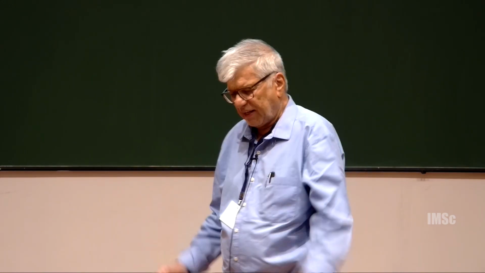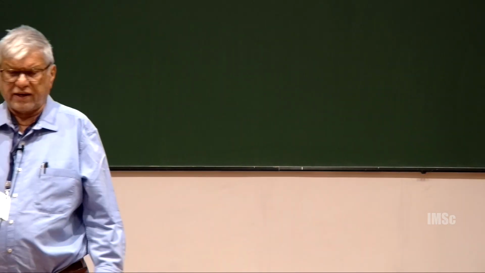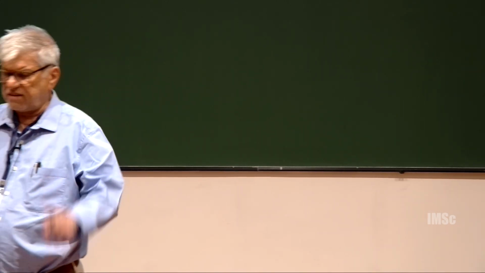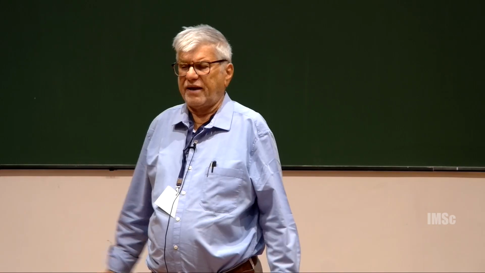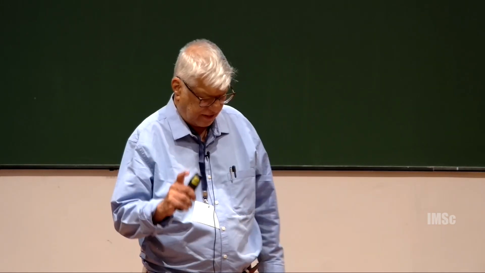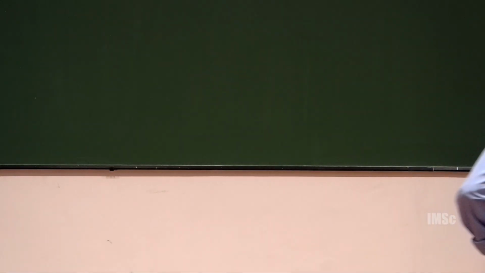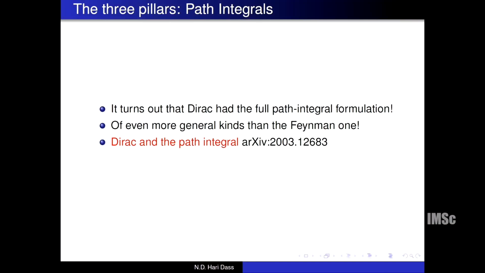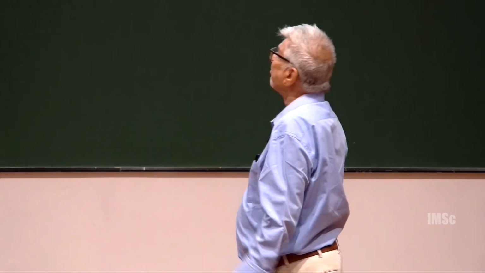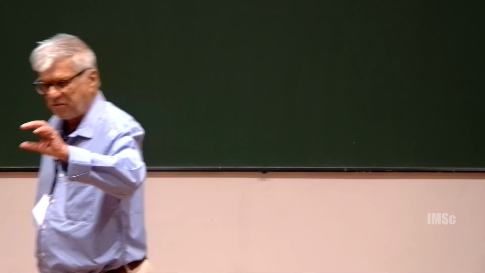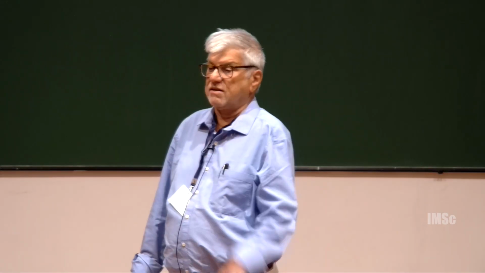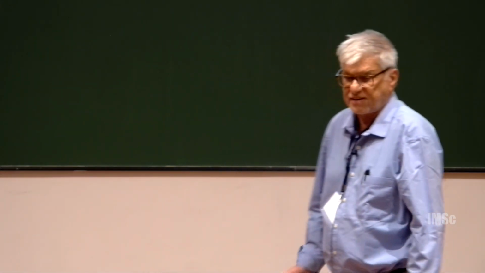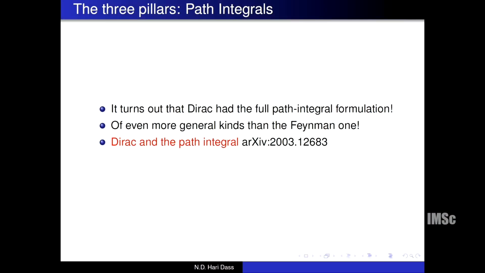So the folklore is that Dirac had some preliminary ideas which showed how Lagrangians, or more precisely actions, are important in quantum mechanics, and Feynman built on that. This is not entirely true, because it turns out that Dirac had the full path integral formulas. You have to read, as I said, from one edition to another. Not only did he have the full path integral formulation, he had a formulation which was much more general than what Feynman gave. If you're interested in this, you can see this article I wrote a few years back in 2020 on Dirac and the path integral.